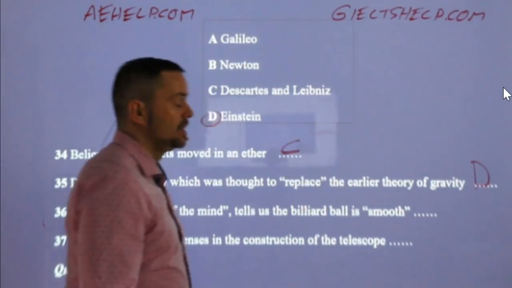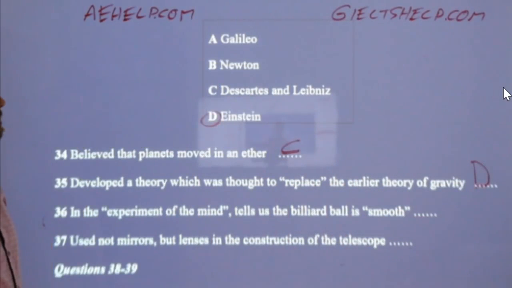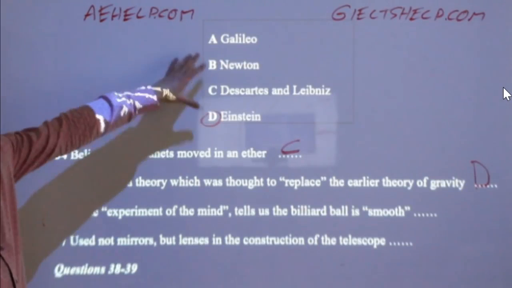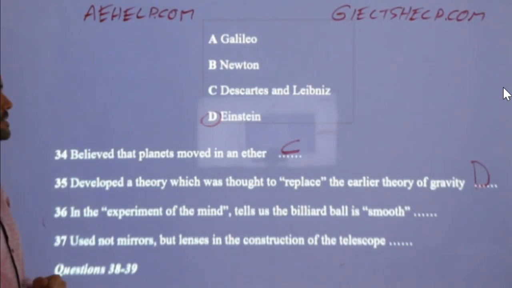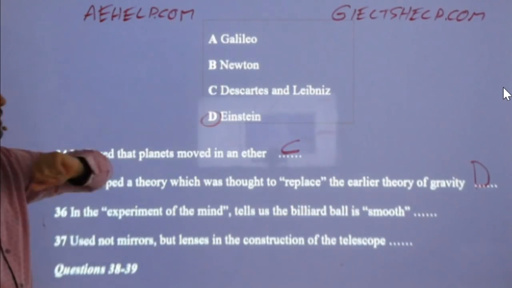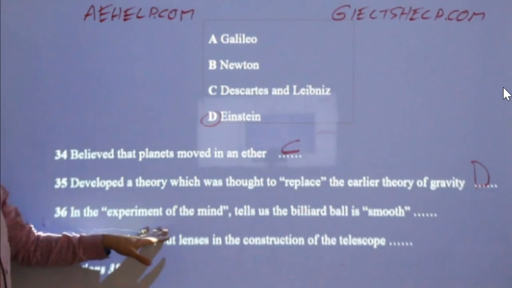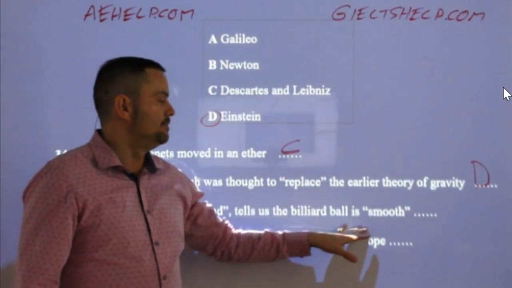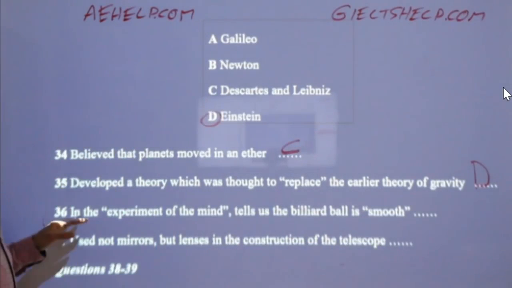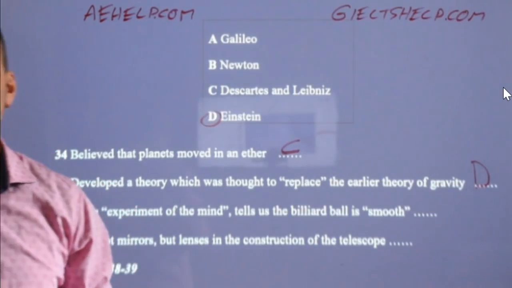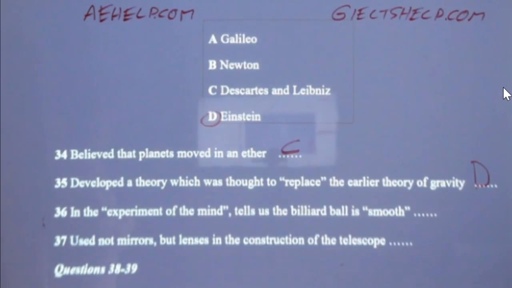Again, if you're using logic, you should realize that. Hopefully all of you have some familiarity with these people. They're very, very famous individuals in history. Galileo was the first to strongly advocate that the world is indeed round and not flat. In the experiment of the mind, tells us that the billiard ball is smooth. So which one of these famous scientists, for number 36, believed that the billiard ball was smooth? Number 36 is not D. Number 36 is B.